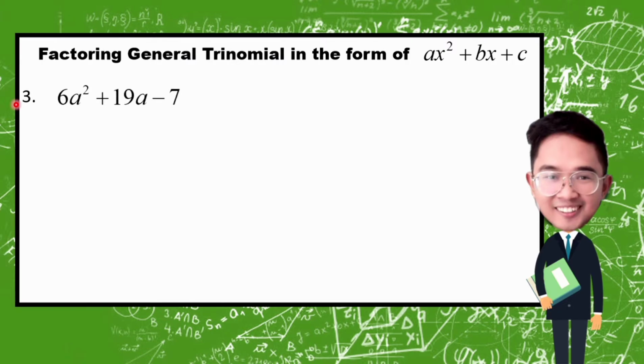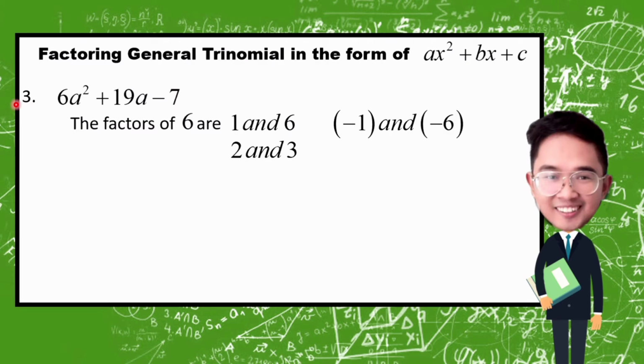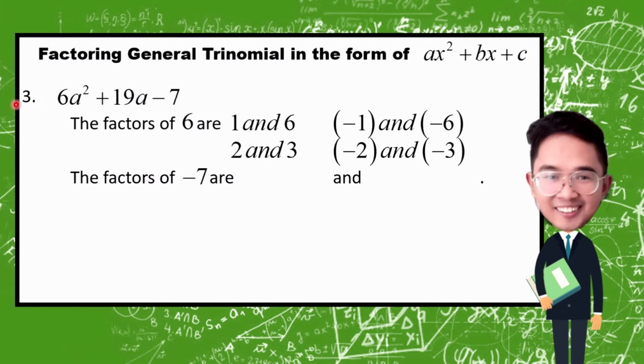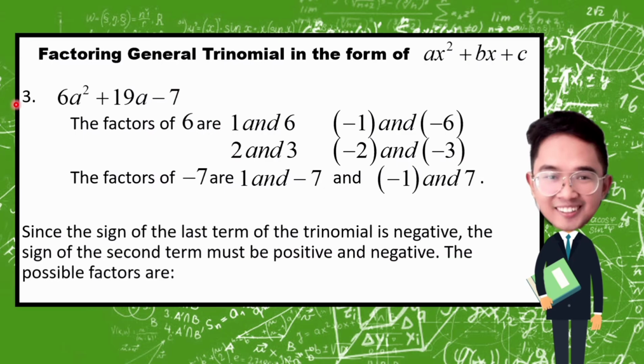6a squared plus 19a minus 7. What are the factors of 6? The factors are 1 and 6, 2 and 3, negative 1 and negative 6, and lastly, negative 2 and negative 3. How about the factors of the last term, which is negative 7? Those are 1 and negative 7 and negative 1 and 7. Since the last term of the trinomial is negative, the sign of the second term must be positive and negative.